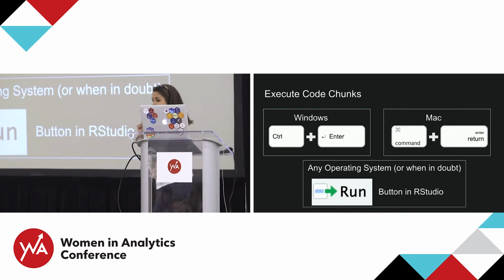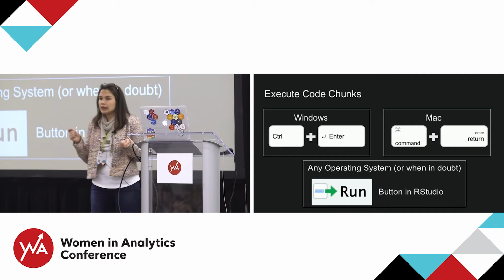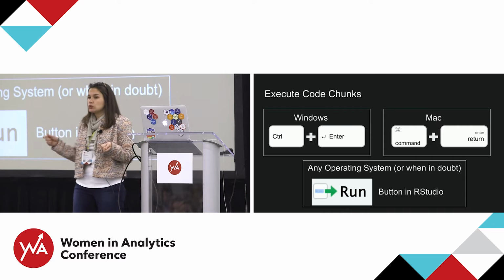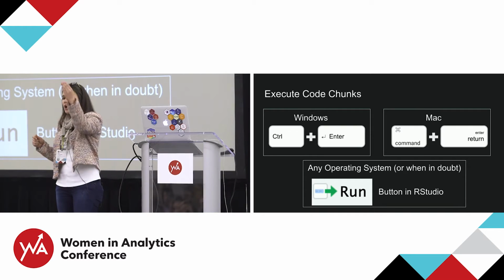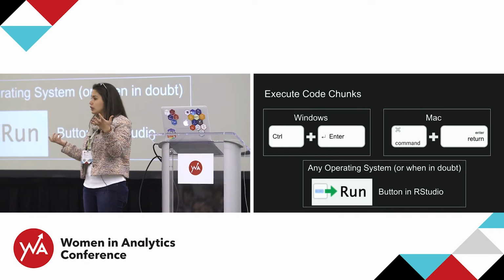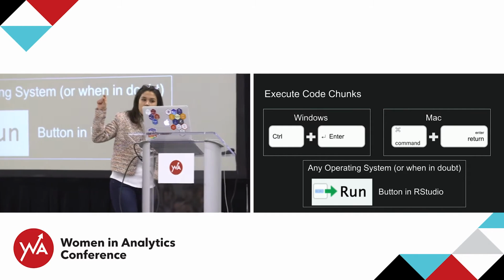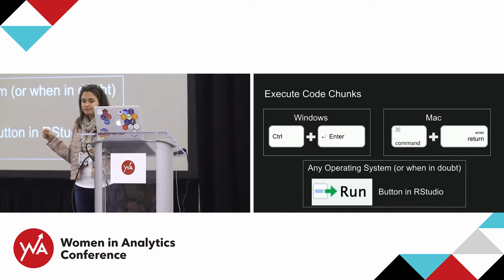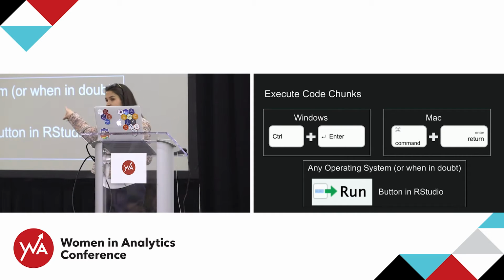And in order to execute code chunks, and we will come to that in a second, because you will have your R script, for Windows, you can always use Control-Enter. So you can just highlight the lines, or you can just go to that specific line of code that you want to run, and hit Control and Enter at the same time, or Command and Enter for Mac. Or you can always use this Run button in RStudio, and you will see it in a second.